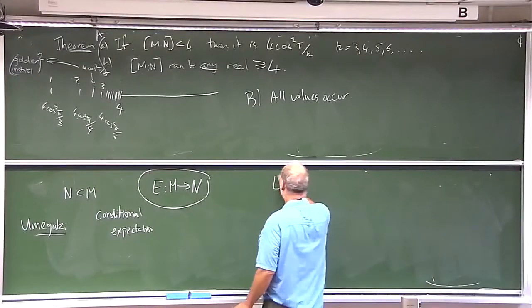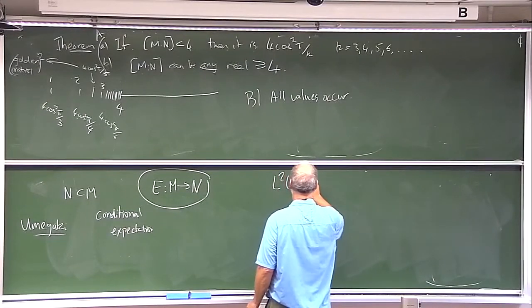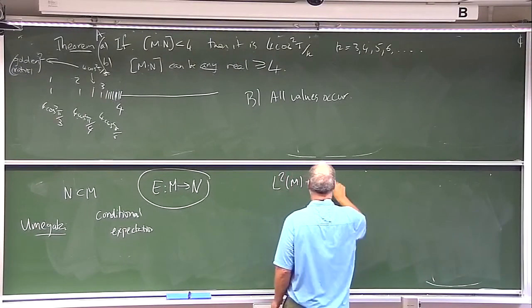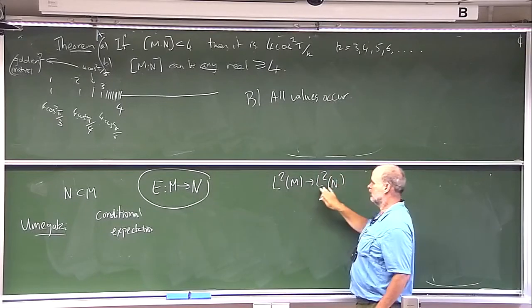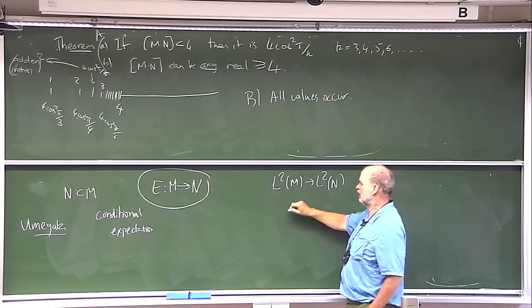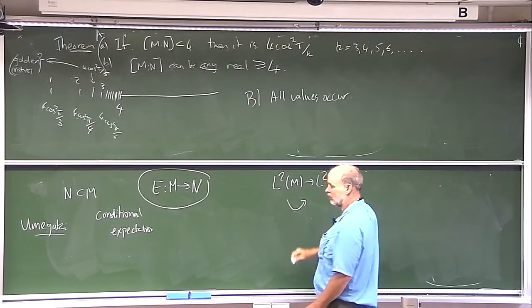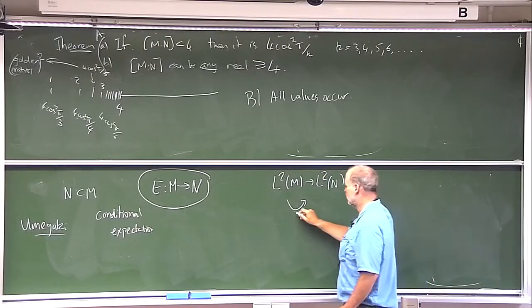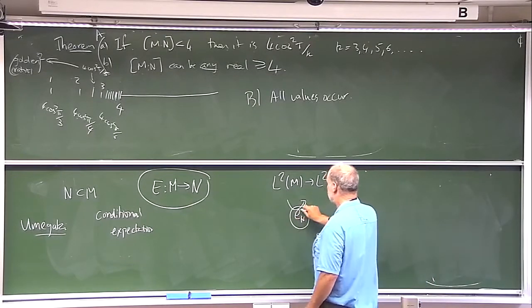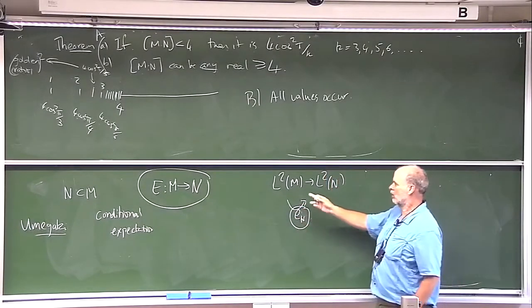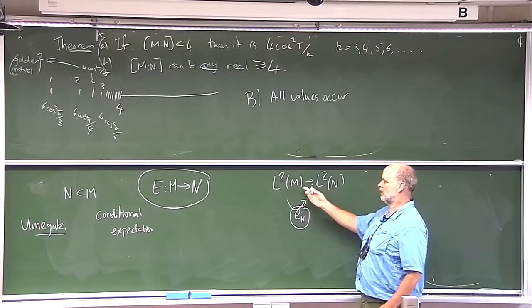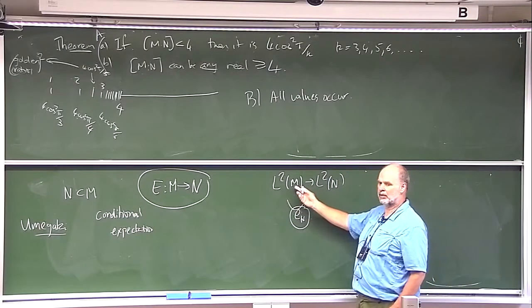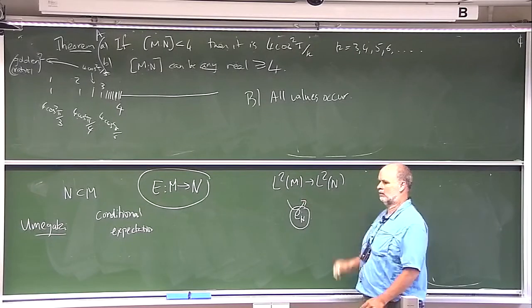You work on the L2 level. L2 of n is sitting inside L2 of m. This is a closed subspace of this Hilbert space. Therefore, there exists an orthogonal projection. Hilbert space has orthogonal projection. There exists E sub n. And you simply show that E sub n, this orthogonal projection, preserves these dense subspaces. It sends m to n.